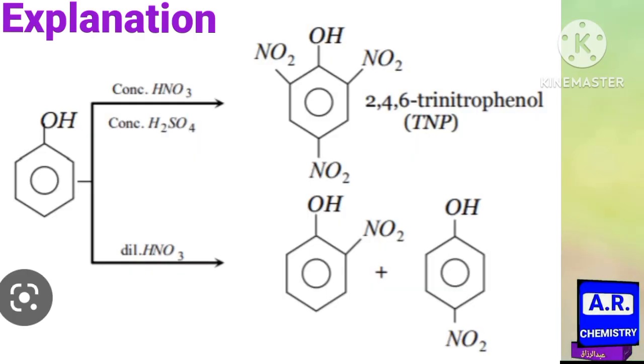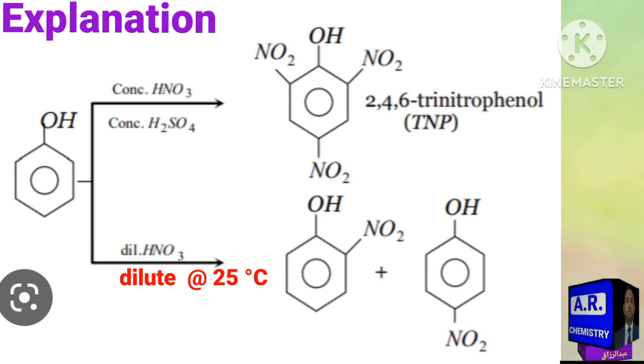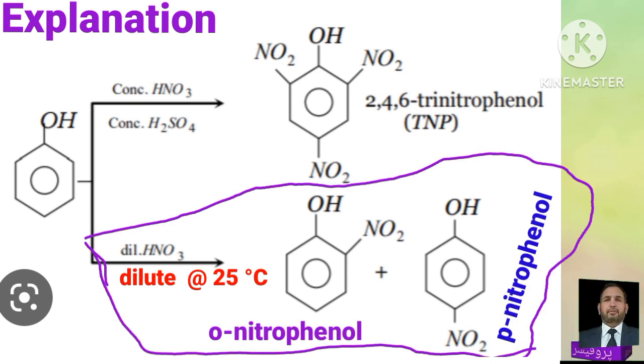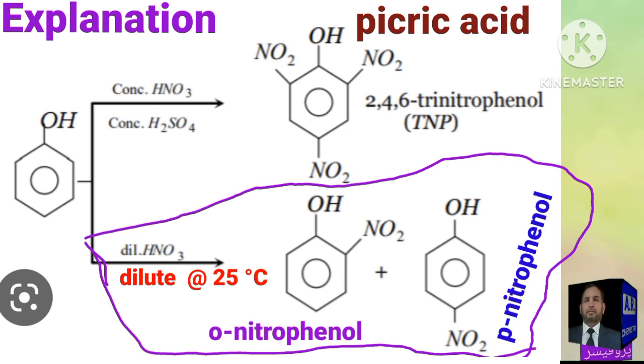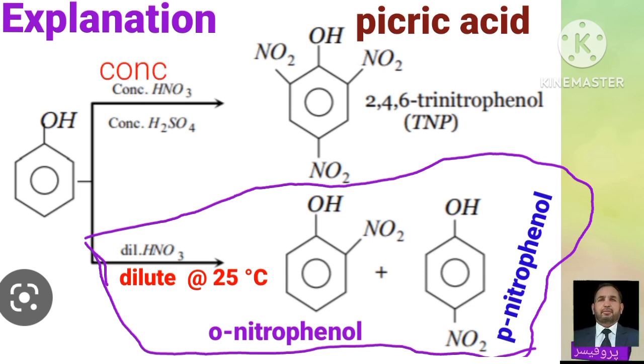The OH group is ortho and para directing and an activating group. So with dilute nitric acid we get a mixture of orthonitrophenol and paranitrophenol. However, with concentrated nitric acid and at higher temperature we get 2,4,6-trinitrophenol, another name of which is picric acid. So keep in mind that all ortho and para positions are occupied in the presence of concentrated nitric acid at elevated temperature, and concentrated H2SO4 is also used, but here only the dilute nitric acid question was asked.